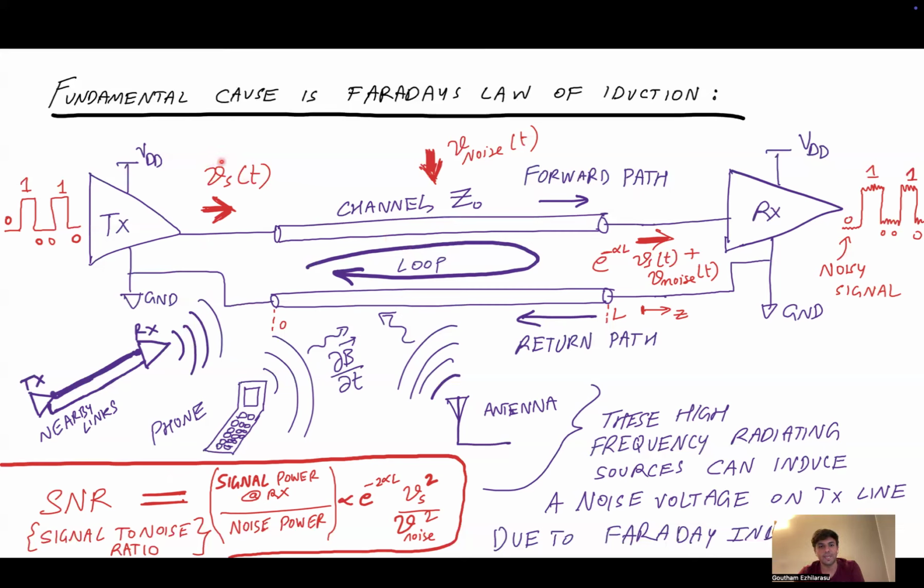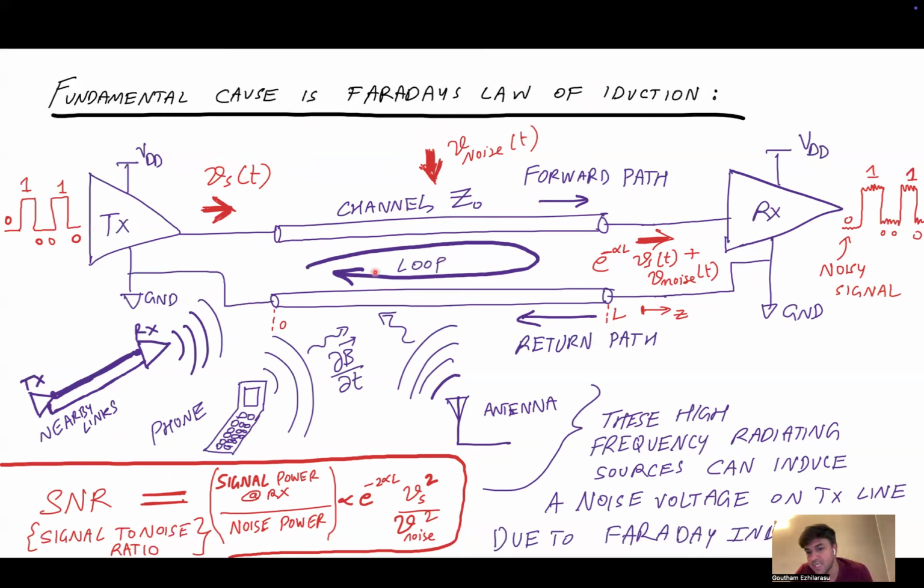So now what ends up happening is this Vs of t that is propagating is going to be added with a certain noise signal, V noise of t, so that at the receiver side, the signal you get is just the signal at the source with some phase shift, which depends on the length of the transmission line, added to this V noise of t, which is the EMI, the electromagnetic interference noise, which is added on top of the signal that was sent.